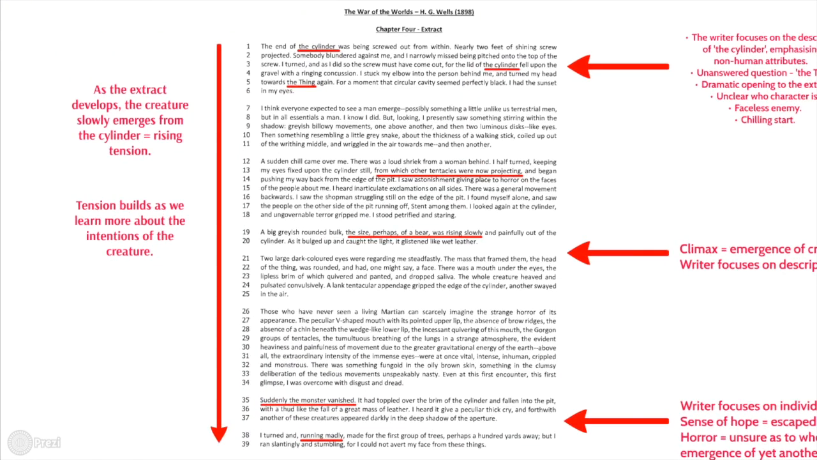Okay, so I have an extract here from chapter 4 of War of the Worlds by H.G. Wells, and I just want to go through this extract with you and consider how the writer has used structure to focus your attention at certain points in that extract.